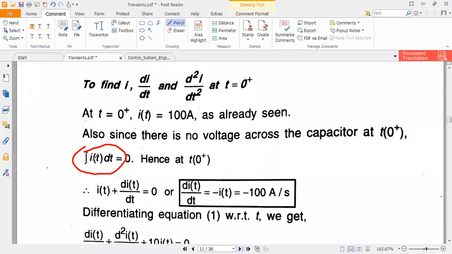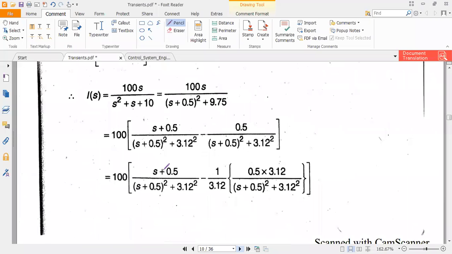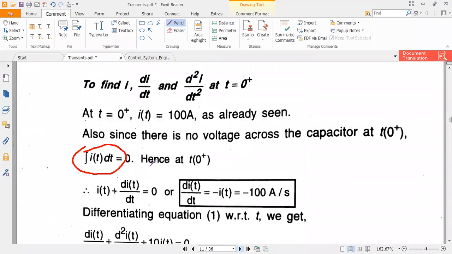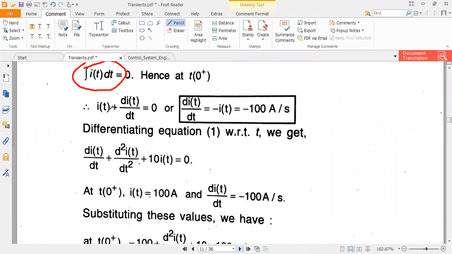Then if you substitute this in the equation, this total term will become 0. Then you will have only these two terms. So these two terms are I of t plus di of t by dt is equal to 0. Then from this you can find di of t by dt, because I of t is equal to 100. So you will get minus 100, that is di of t by dt.